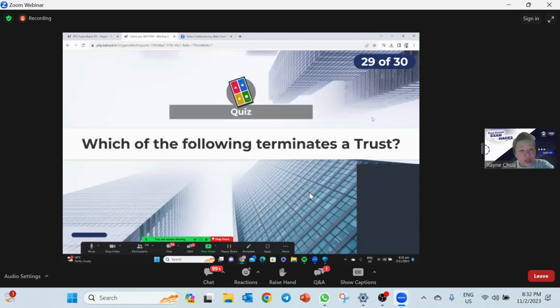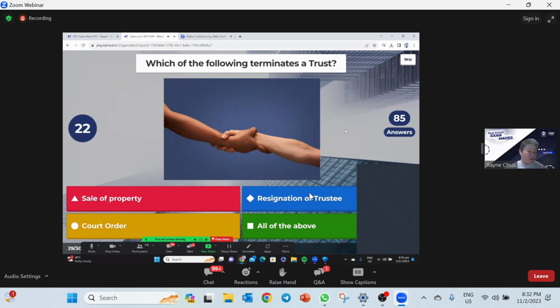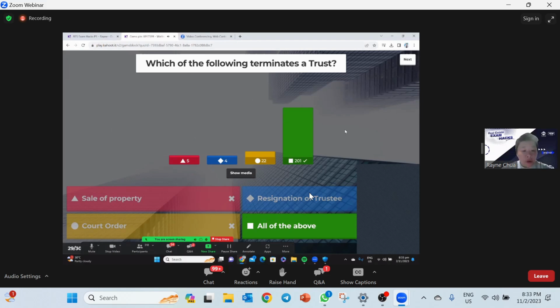Last two questions. Which of the following terminates a trust? Most of you got the correct answer. When a trust is formed and you sell the property, it naturally terminates the trust. Or when the trustee resigns the role of being a trustee, that also terminates the trust. Or when there's a court order, that can also terminate the trust. So the answer for this particular question is all of the above.